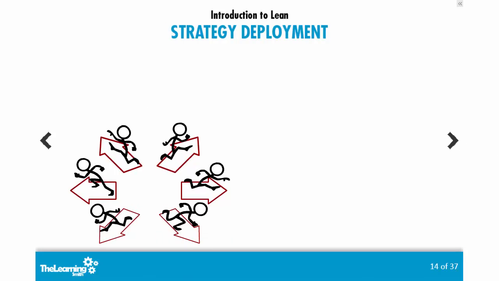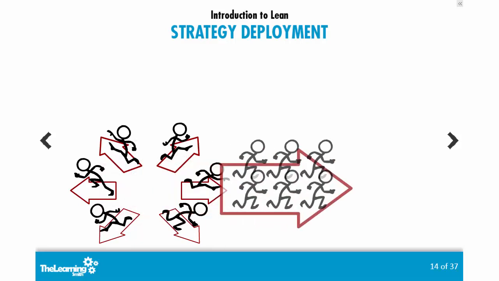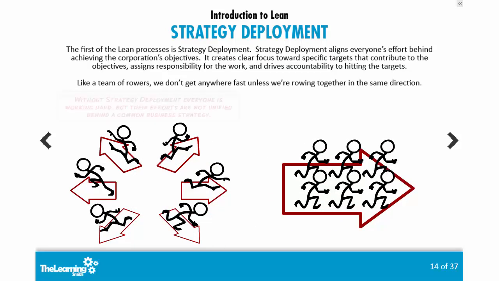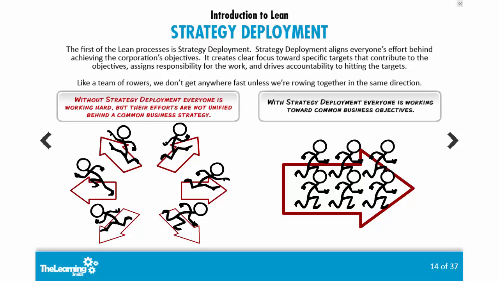The first of the lean processes is strategy deployment. Strategy deployment aligns everyone's effort behind achieving the corporation's objectives. It creates clear focus towards specific targets that contribute to the objectives, assigns responsibility for the work, and drives accountability to hitting the targets. Like a team of rowers, we don't get anywhere fast unless we're rowing together in the same direction. Without strategy deployment, everyone is working hard, but their efforts are not unified behind a common business strategy. With strategy deployment, everyone is working toward common business objectives.